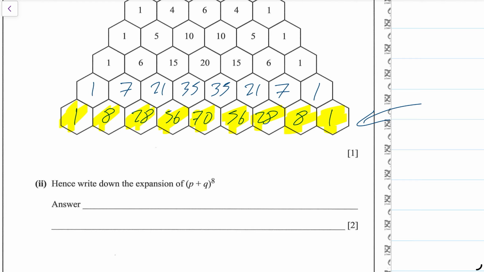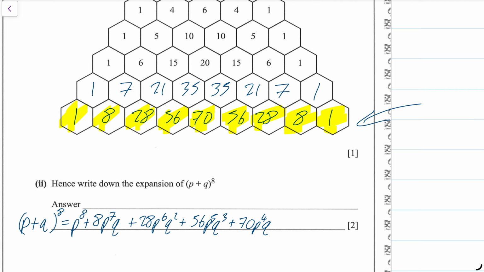And if we do this out, we're going to have our p plus q to the power of 8. So it's going to be 1 times p to the power of 8 plus 8 times p to the power of 7 q to the power of 1 plus 28 p to the power of 6 q squared plus 56 p to the power of 5 q cubed plus 70 p to the power of 4 q to the power of 4 plus, go down to the next line, 56 p cubed q to the power of 5 plus 28 p squared q to the power of 6 plus 8 p q to the power of 7 plus q to the power of 8.